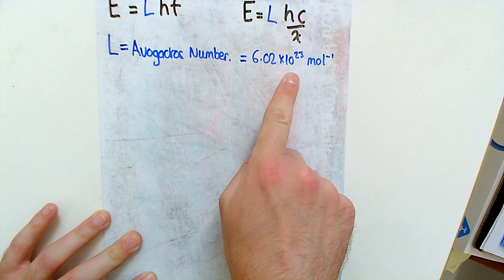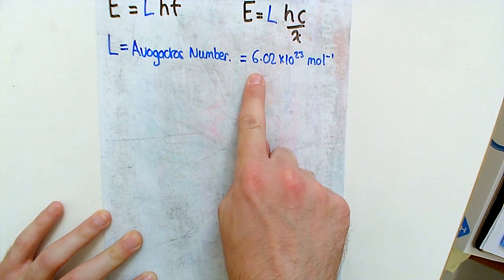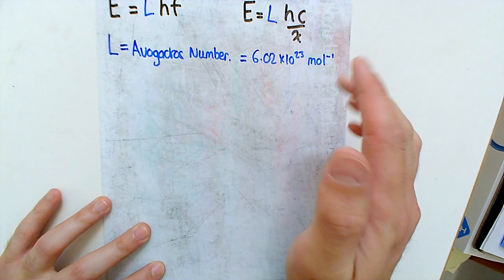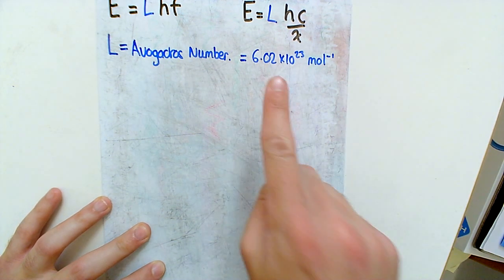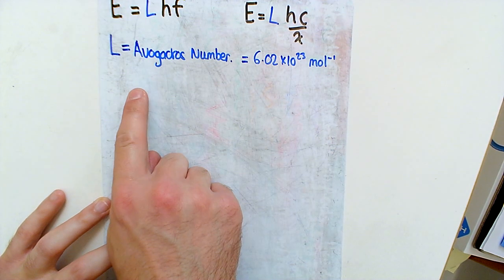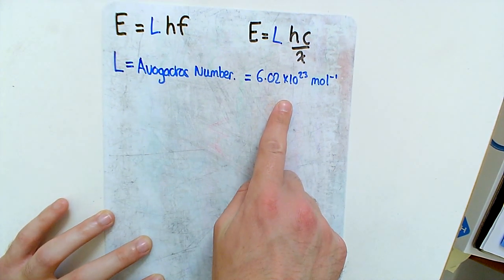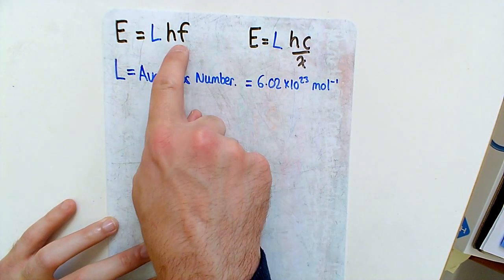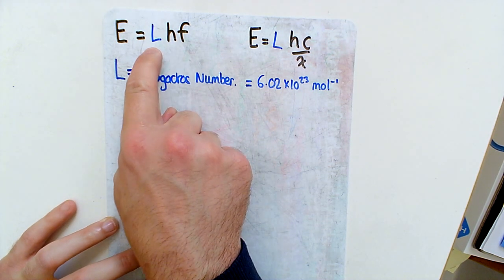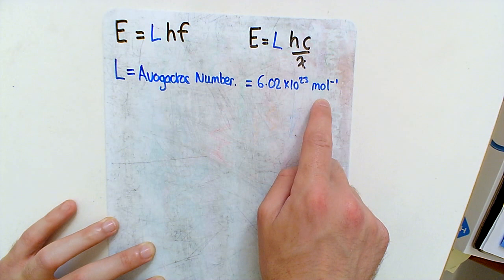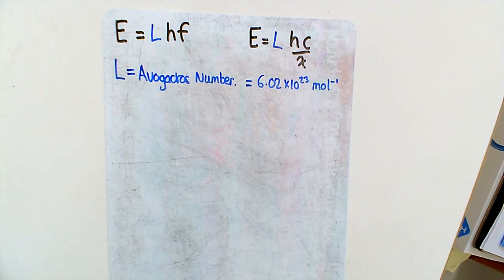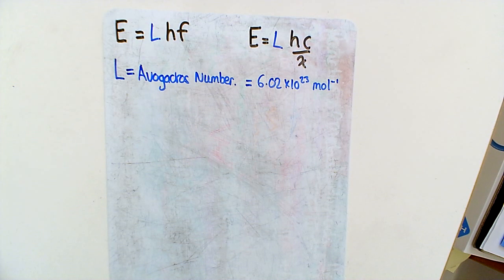And so whenever we talk about a mole, it's just this number of atoms or molecules, or for an ionic compound, formula units. So this is what turns what happens for one particle into a mole of particles. So for this equation here, HF was for 1 photon. Multiplying it by L gives us it per mole of photons. So it's not really any different.